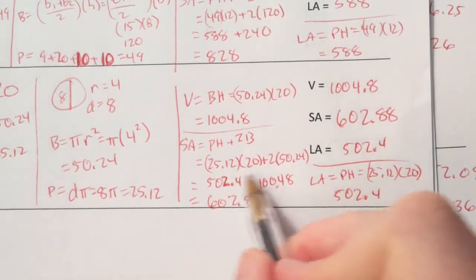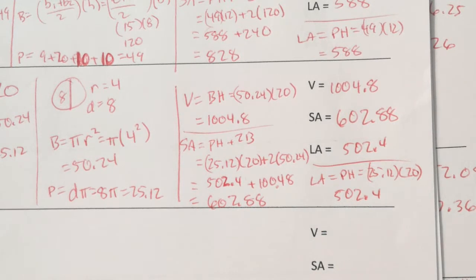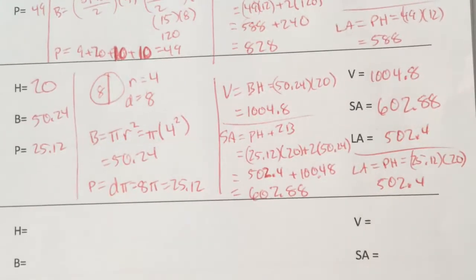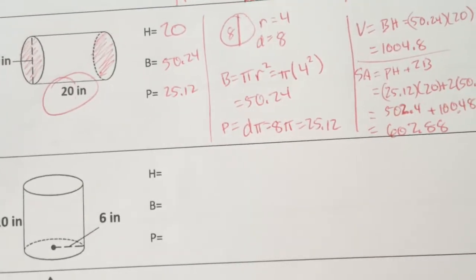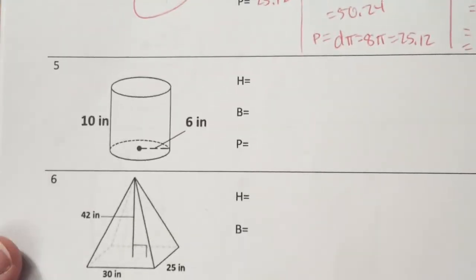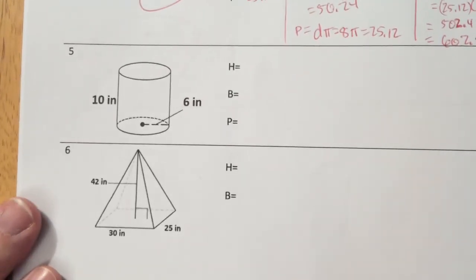502.4. See, it's just that beginning part right there. 25.12 times 20. Yep, and there's our answer. Awesome. All right, number 5. Shade these in right here.